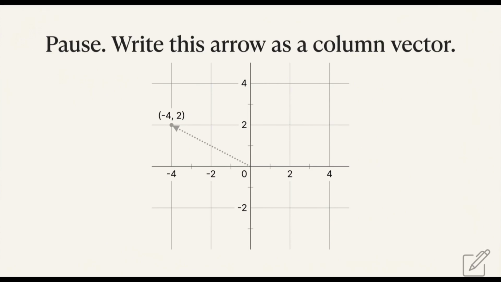Let's pause and test your intuition. You see this arrow ending at (-4, 2). How would you write that as a column vector? Think of it as instructions. Left 4, up 2. If you can translate between arrows and numbers, you're officially thinking in vectors.